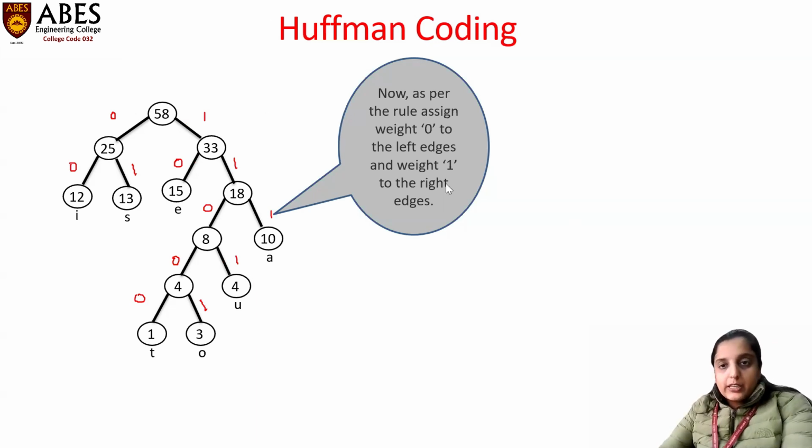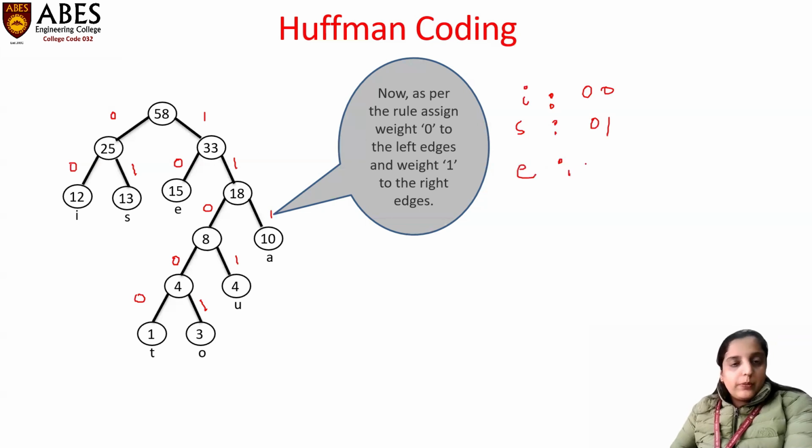If we start with I, the code will go from root to leaf. I is here, right? So 0, 0. So the code will be 0, 0. Next, S. S's code will be 0, 1. Next is E. Just check the path. E is here, right? So the path will be this and this. So it will be 1, 0. Likewise, you have to calculate for every letter.